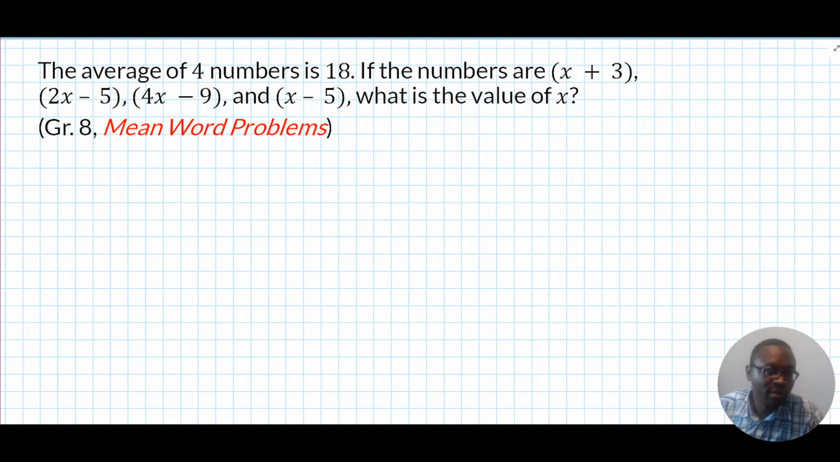So I have some problems today. I have a few word problems. I have some algebra problems as well. And then at the end of the session, we're going to have some quizzes, some puzzles that we'll be able to walk through.